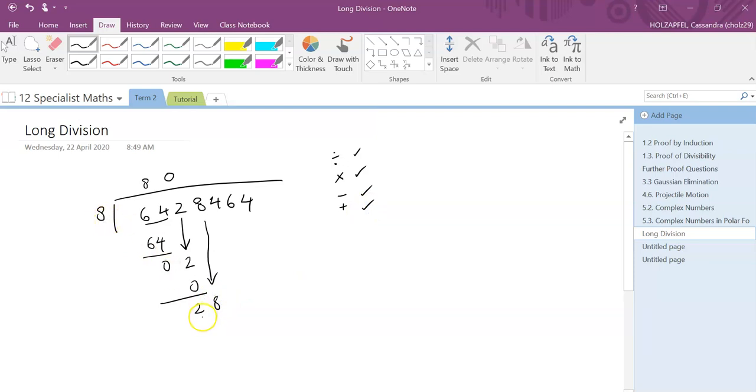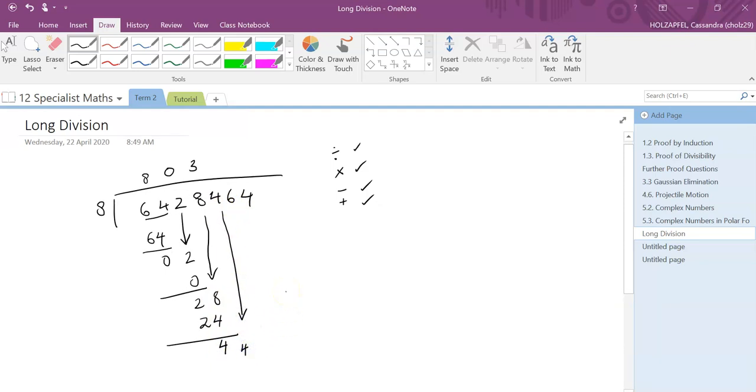8 fits into 28. Well, 8 fits into 32 4 times. It fits into 28 3 times. 8 times 3 is 24. 28 subtract 24 is going to be 4. And then I'm going to add the next digit down. All right, so keep going.